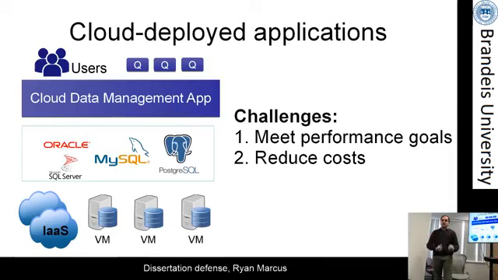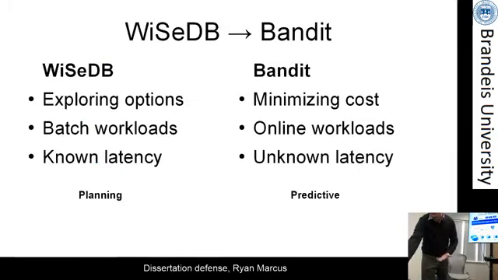There's some kind of relational database that's replicated across a bunch of virtual machines. And again, I want to meet my performance goals and reduce my costs. What's changing is that whereas WiseDB was focused on exploring options and understanding cost versus performance trade-offs, Bandit's not going to do that. What Bandit's going to do is take your service level objective, whatever goal you've finally chosen, and try to execute it in the most efficient way possible.